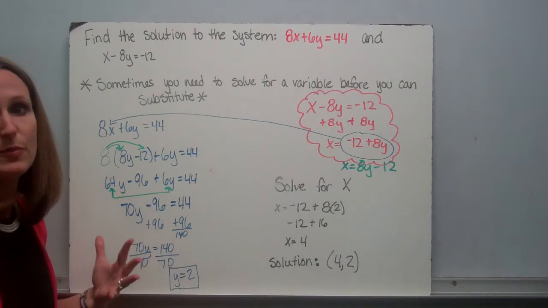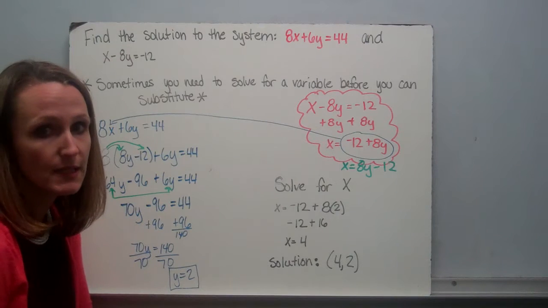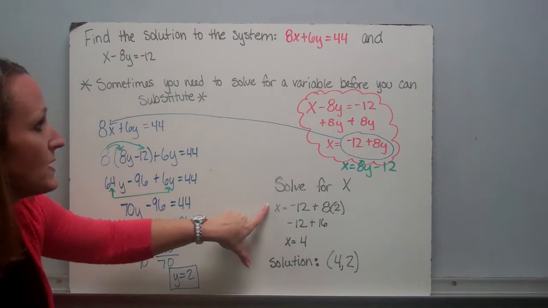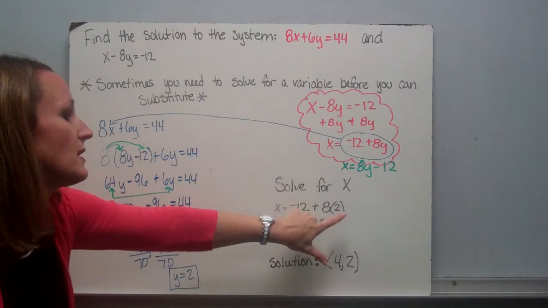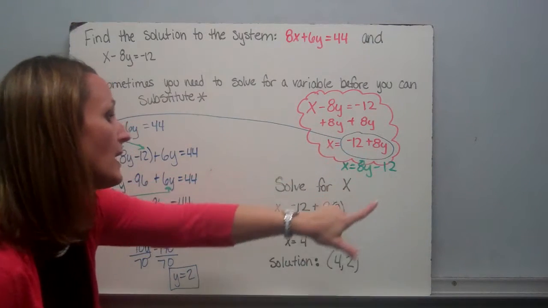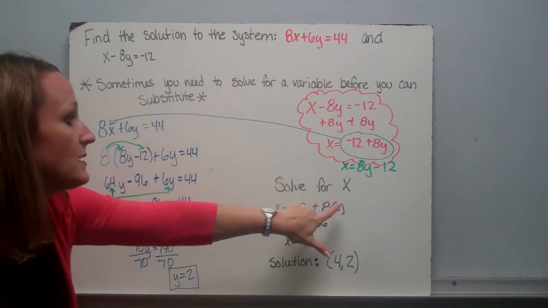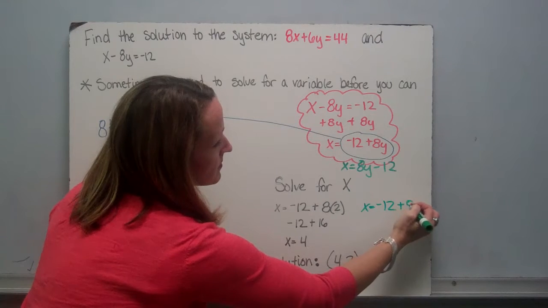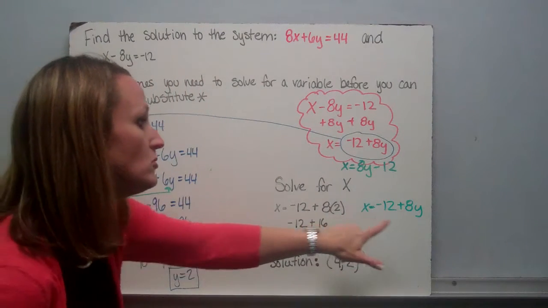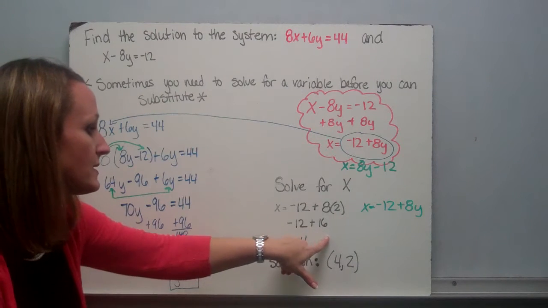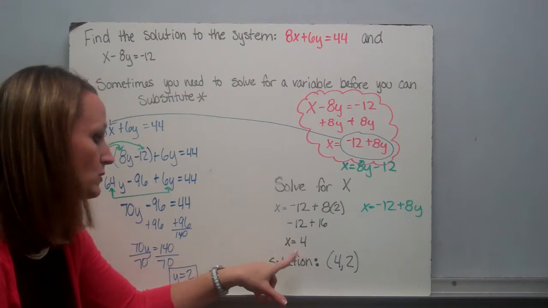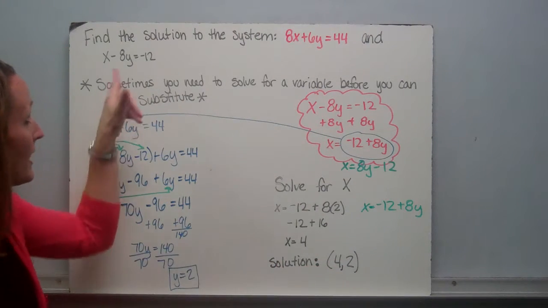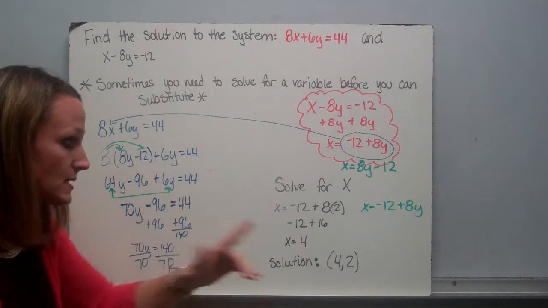So I know my y value, but I need an ordered pair. So this time, instead of plugging in an x, plug in a y. Again, pick the easiest equation. Well, this one is already in terms of x, so just plug in that 2 where you see a y. So now I have negative 12 plus 8 times 2, because remember, this was our equation. So I plugged in my 2 for where the y was. So I have negative 12 plus 16, so I find out that x equals 4. So I have found my solution to be 4 comma 2. So if I graphed these two equations, they would cross at 4, 2.